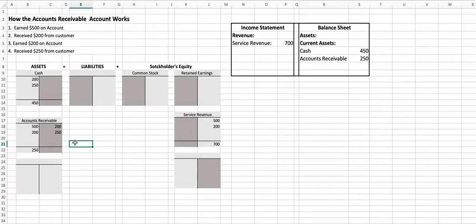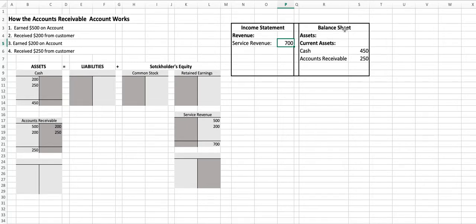At the end of the month, when we create our financial statements, we will report $700 of service revenue. Even though we didn't collect all that in cash, we have earned that money during this time period, so it would be reported as revenue of $700.